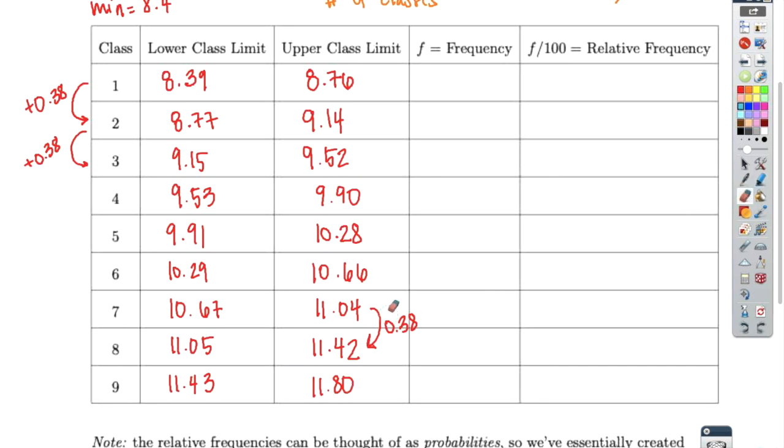So now that we have those, okay, that's the easy part of this whole thing. Now the rough part starts. What you're going to have to do, and I apologize for this, is go back through that massive list of 100 values and find the frequency, the number of values in that list that are, for example, between 8.39 and 8.76.